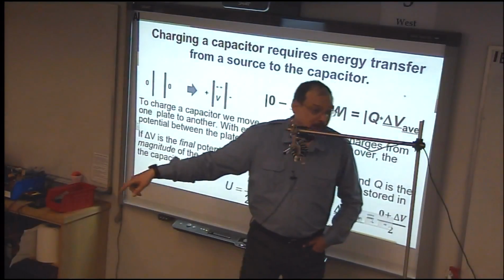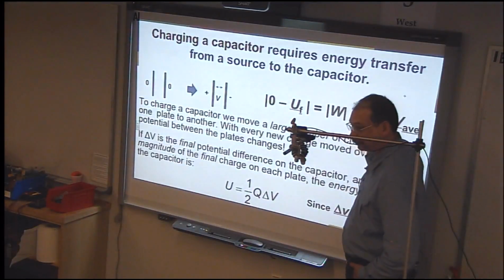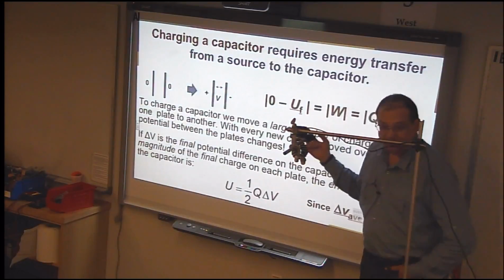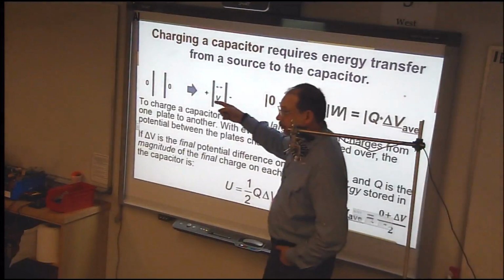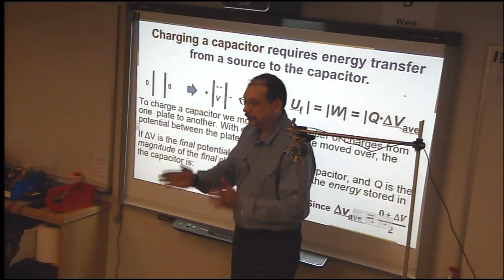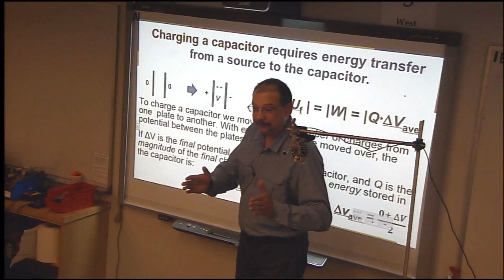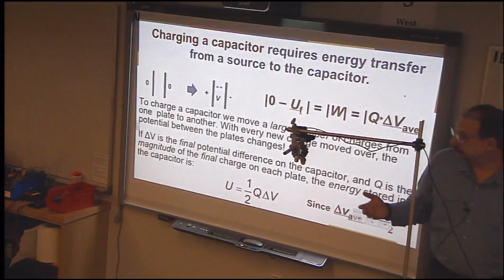To calculate total work, actually, we just need to use the same equation we've used for a single charge. We just need to use the average potential difference. We start from zero, and we end up finally with a certain voltage. So if we want to calculate the work, all we need is the average voltage and total charge.